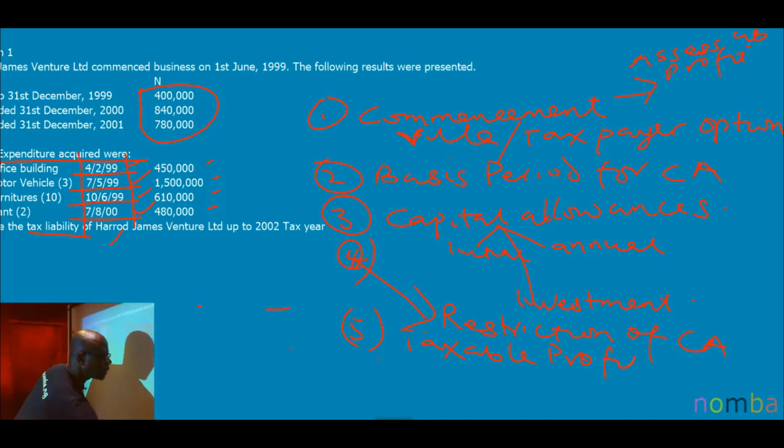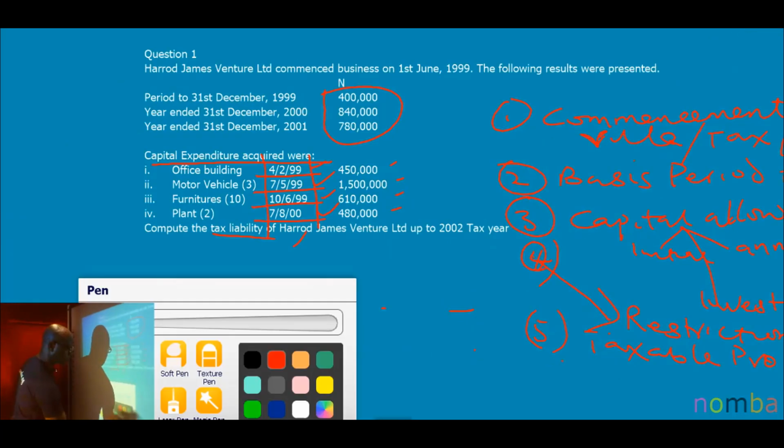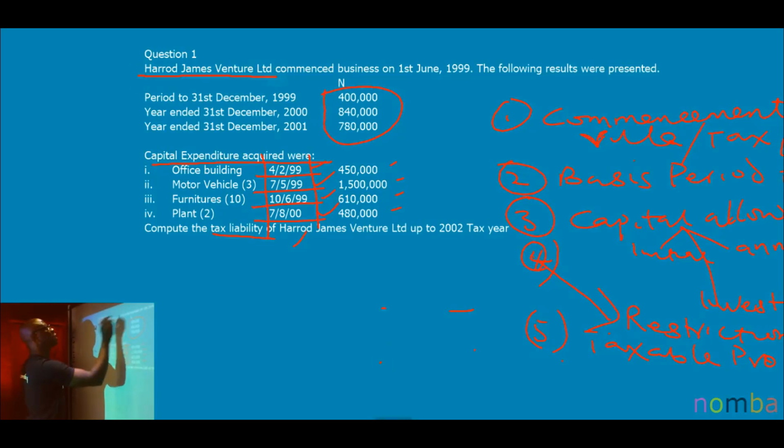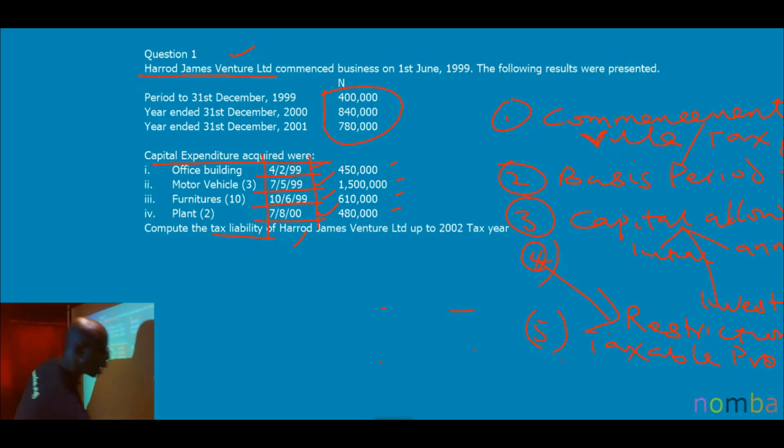If we arrive at our taxable profit, we are asked for the tax liability. And this is a company. How do I know it's a company? If you come here, you see Harold James Venture Limited. That makes it a company. A limited liability company is what we are faced with here. So as a company, we'll be subjected to tax. We will now compute the tax liability at 30%. And then we're done. So these are the stages we are going to go through for this question. So let's start.